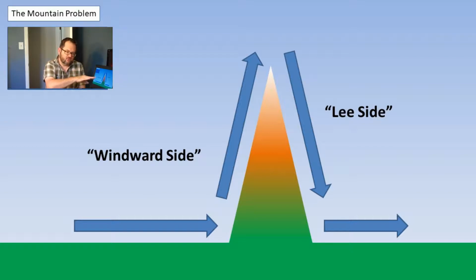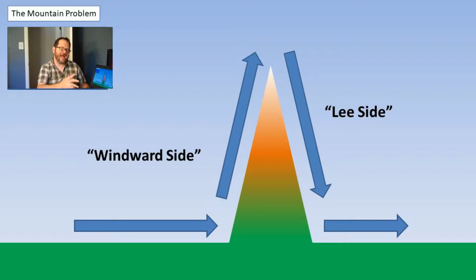You have a windward side where the air approaches the mountain and has to rise to get over it, and you have a lee side of the mountain where the air sinks and then goes back on its merry way at ground level. So you can see I made a happy little mountain there, it gets white at the top and everything. I had a lot of fun drawing that in PowerPoint. All right, so here is our mountain.